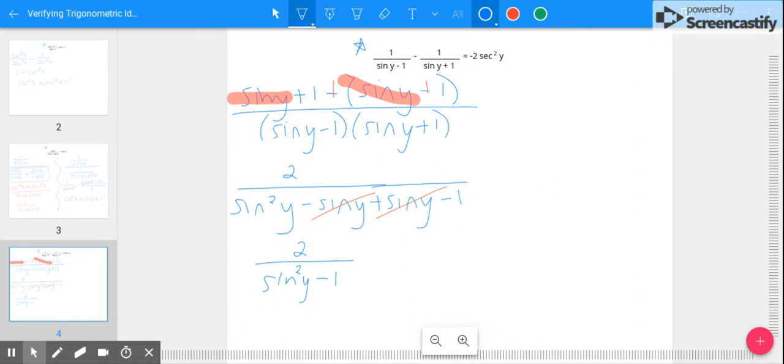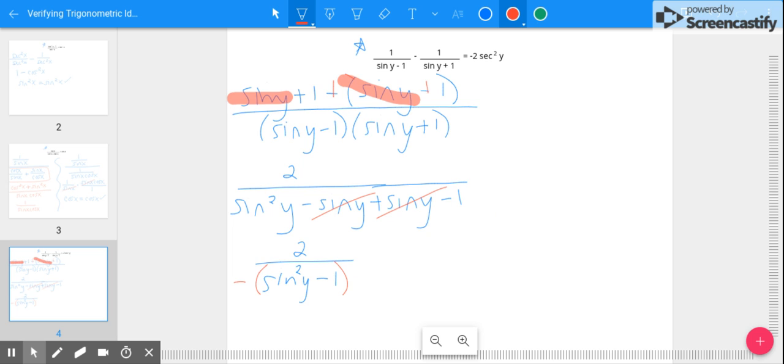Now at this point, I'm looking over at the right-hand side to get my head wrapped around where we're trying to get to, and I need to get a secant squared. Sine doesn't convert to secant, so I'm thinking I need to get a cosine in here somewhere. The problem is that sine squared y minus 1 doesn't convert with the Pythagorean identity. The other thing I notice on the right-hand side is the 2 is actually negative. So what I'm going to do here is factor out a -1 from the denominator.